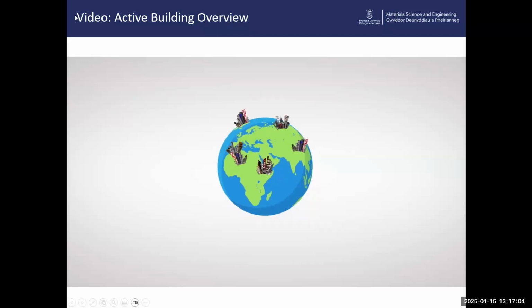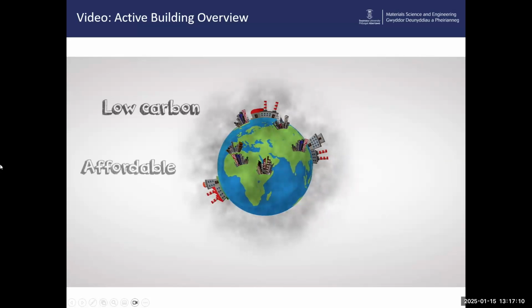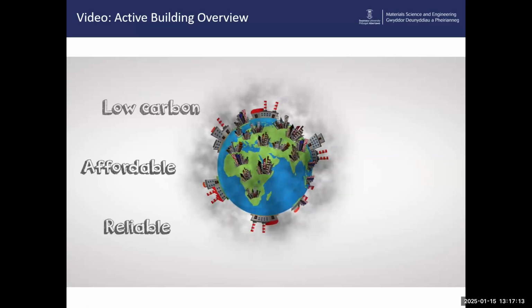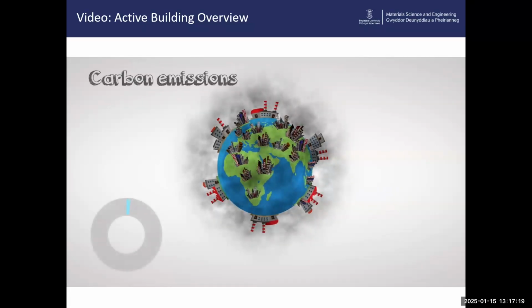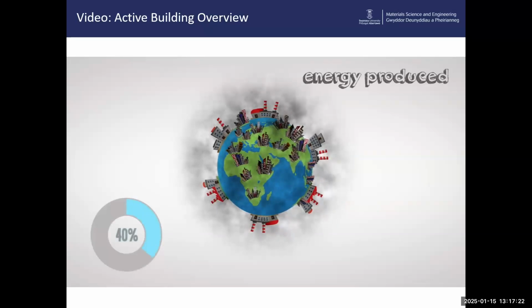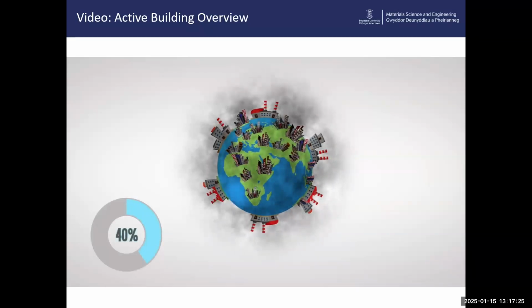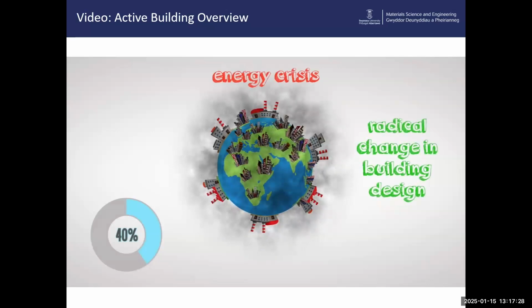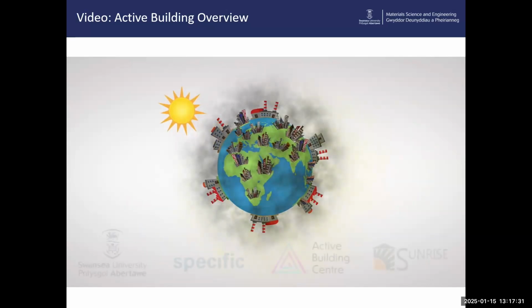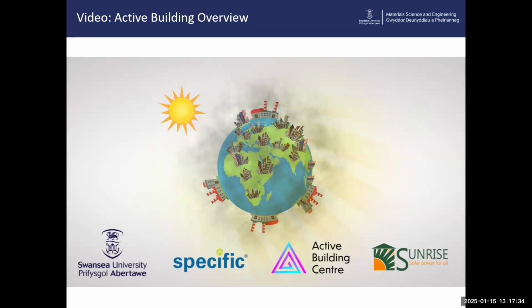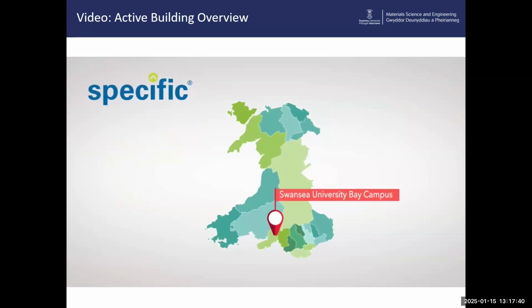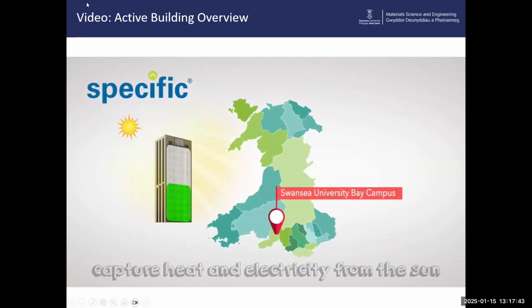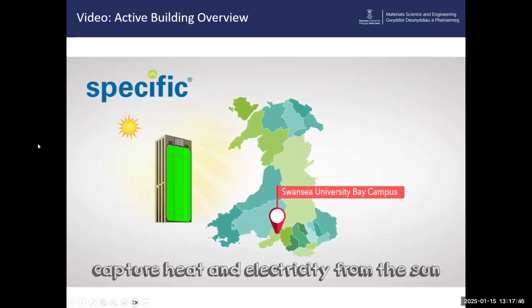The world faces an energy challenge. How do we meet growing demand for electricity and heat in a way that is low carbon, affordable and reliable? Buildings account for about 40% of the world's carbon emissions. In the UK, they consume about 40% of all the energy produced. To solve the energy crisis, we need radical change in building design. Imagine if buildings could produce and store enough renewable energy to meet their own needs or more. The SPECIFIC Innovation and Knowledge Centre at Swansea University is developing technologies that capture heat and electricity from the sun and store it in a building until it is needed.